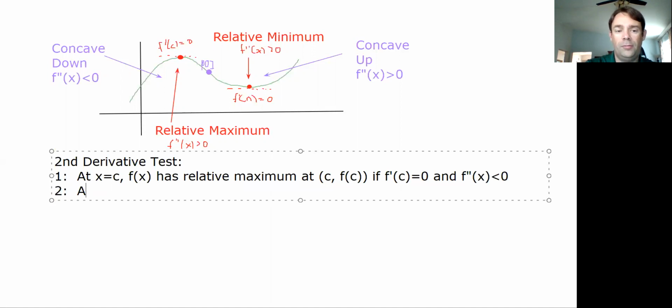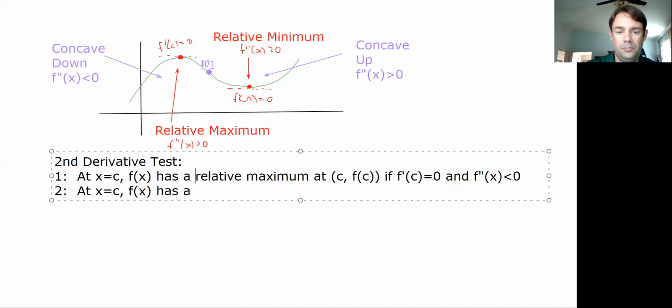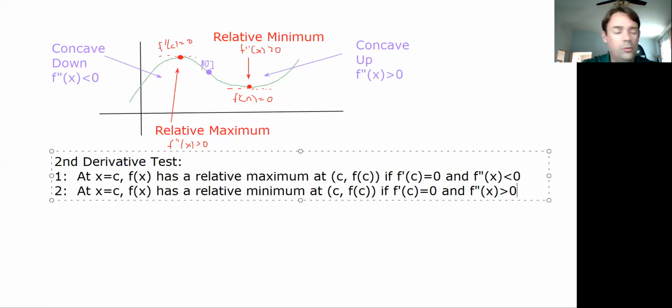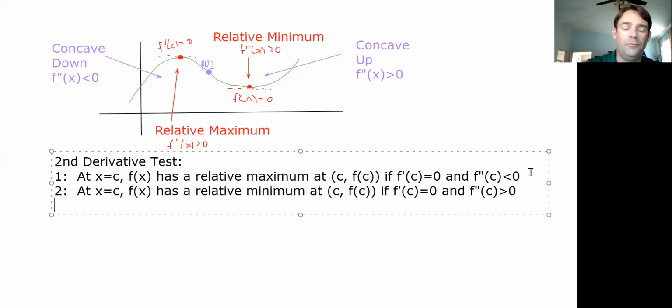The second part to this is it will have a relative minimum at that point if the first derivative equals 0 and the second derivative is greater than 0 at that point. And I should probably make those C. We're going to evaluate it for the C value. There we go. I feel a little better about that.